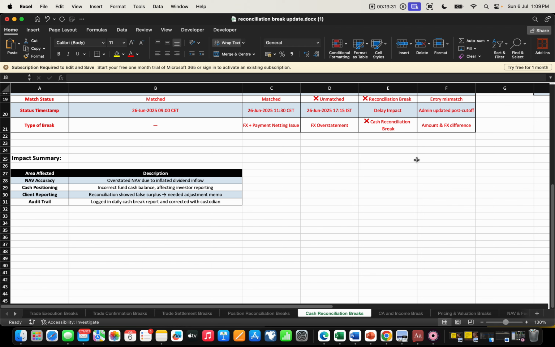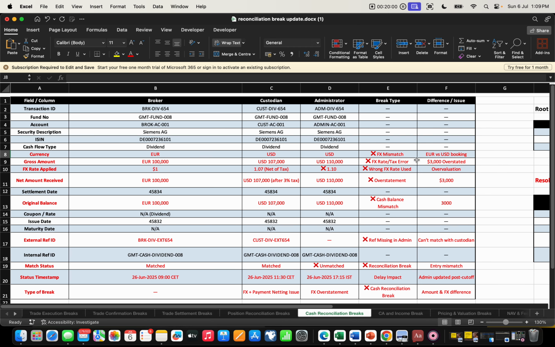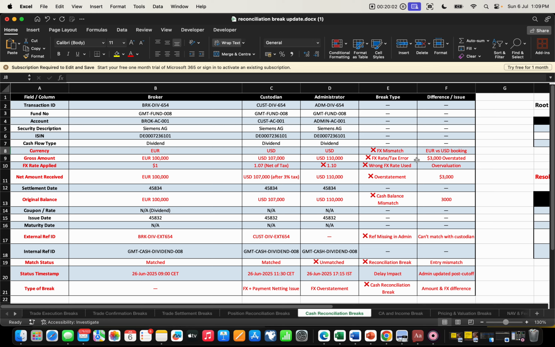So what are the impacts? NAV accuracy: NAV is overstated due to the inflated dividend inflow, so NAV gets impacted. Cash positioning means the current fund cash balance after investor reporting, client reporting as well as reconciliation, so a false surplus needs an adjustment memo as well. Audit trail means logging the daily cash break reporting and correcting with the custodian as well. So this is how it will be reflected.